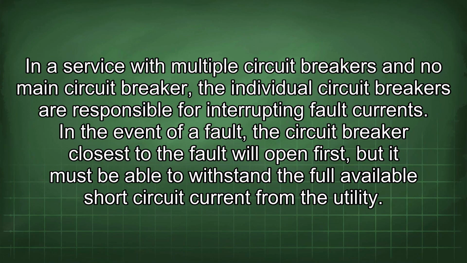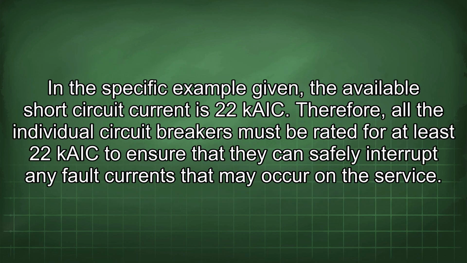In a service with multiple circuit breakers and no main circuit breaker, the individual circuit breakers are responsible for interrupting fault currents. In the event of a fault, the circuit breaker closest to the fault will open first, but it must be able to withstand the full available short circuit current from the utility. In the specific example given, the available short circuit current is 22 kAIC. Therefore, all the individual circuit breakers must be rated for at least 22 kAIC to ensure that they can safely interrupt any fault currents that may occur in the service.